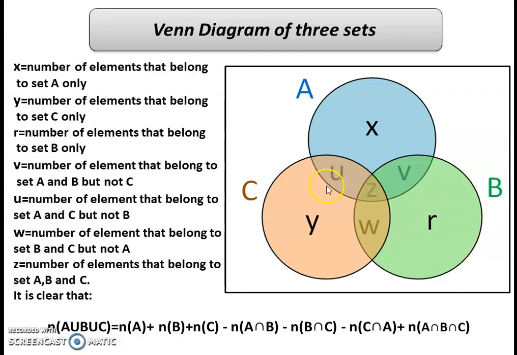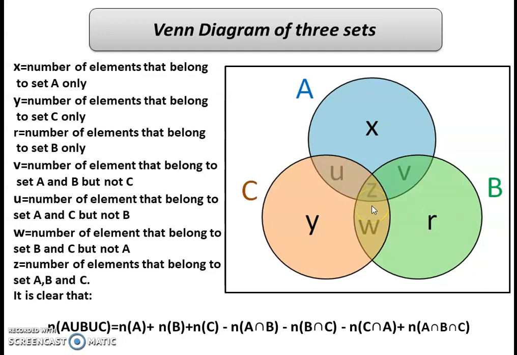Now here you can see we have overlapping parts. U represents number of elements that belong to set A and C but not B. So we are excluding this part. Here you can see U represents this part. So this part means number of elements that belong to set A and C but not B.